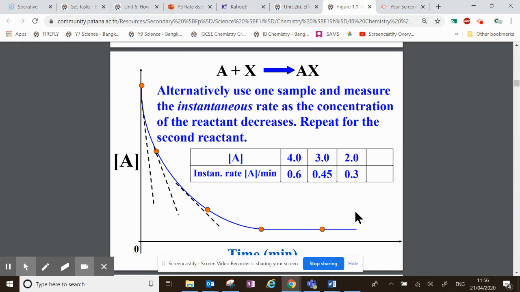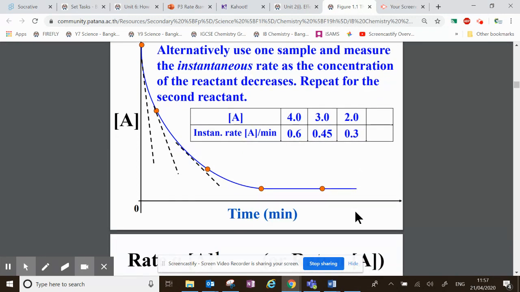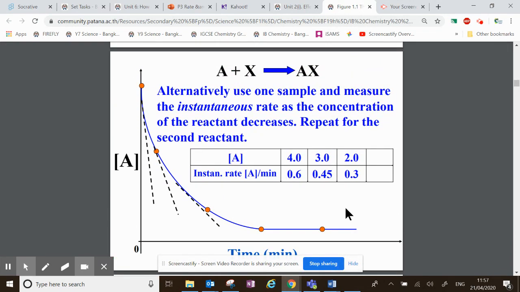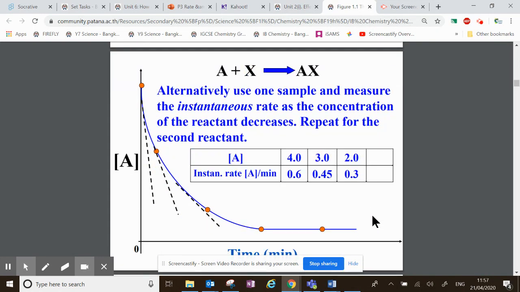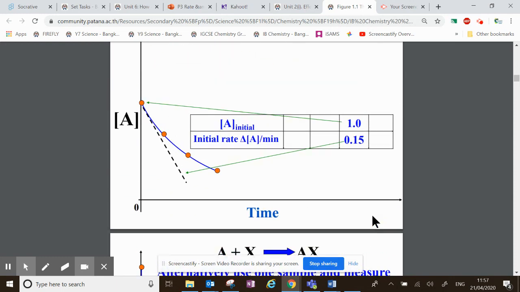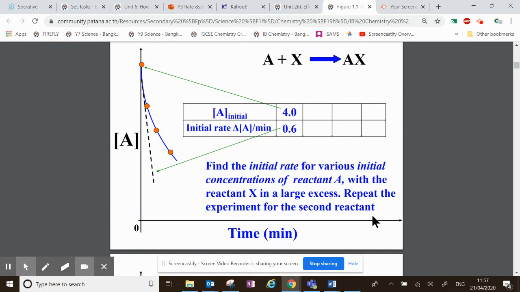Okay, so using either of two methods, the initial rates method or the progress curve method, we have established a set of data. We've got concentrations of A and the corresponding rates of reaction. Now, if we look more closely at the data, which is the same from both of those two experiments, as you can see, 0.15. No, it isn't the same from both those sets of data. I take that back. But you can see the same pattern.